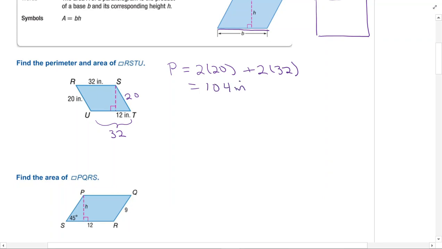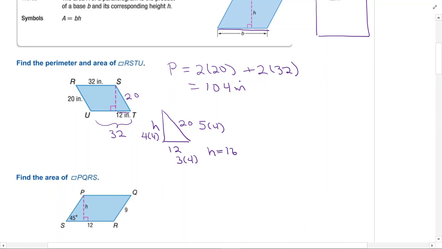To find the height, we have a triangle here that has a base right here of 12, the hypotenuse is 20, and we want to find the height here. We could use the Pythagorean theorem, but if you notice, this is 5 times 4. This is 3 times 4. So this side would have to be 4 times 4. So the height is 16.